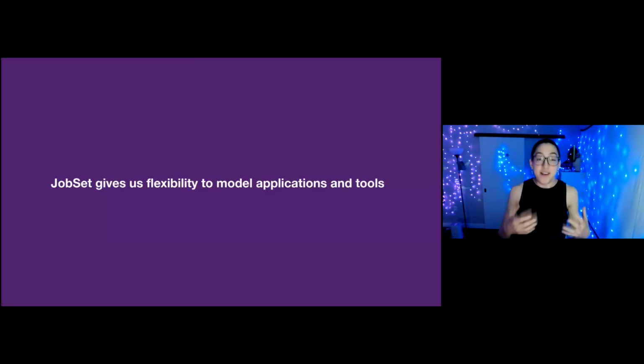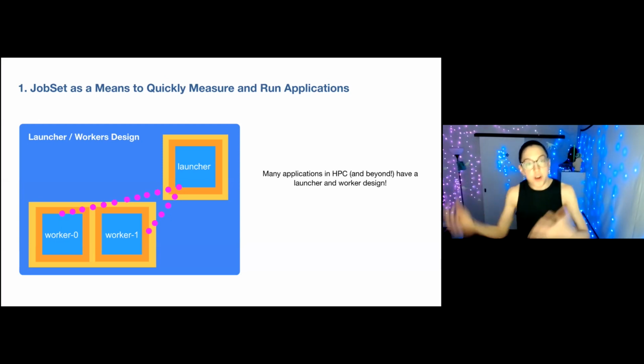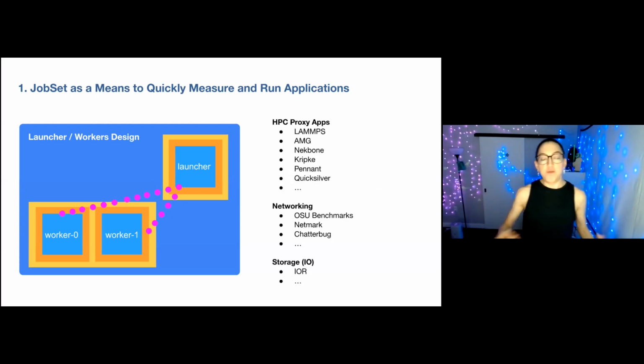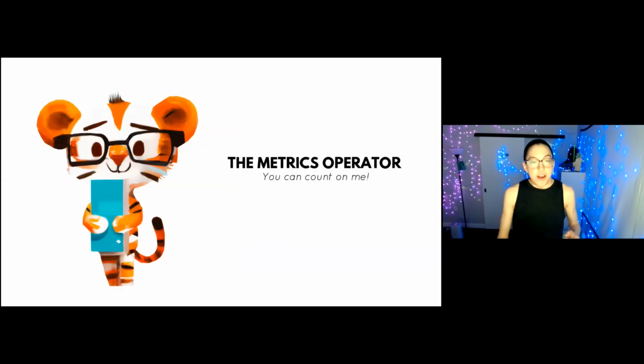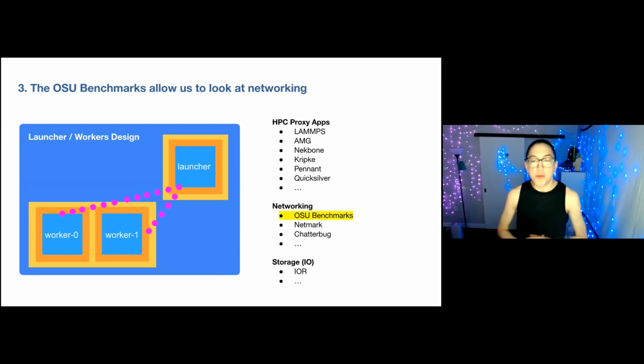But JobSet gives us this flexibility to model not just our applications, but also tools for performance analysis. And the insight that I had specifically was that so many of our applications, along with machine learning applications, have this launcher and workers design. So I could implement everything from proxy apps to networking and storage or IO tools using this common design. So this turned into the metrics operator, yes, he's absolutely adorable. With the metrics operator, you create something called a metric set. And the metric set is going to allow us to look at that networking, which we thought was the culprit, specifically using something called the OSU benchmarks.